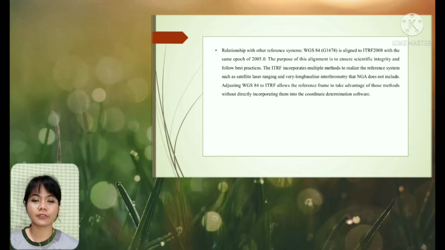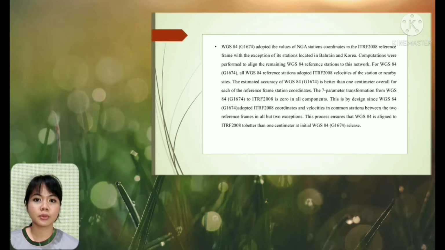The WGS-84 G1674 and ITRF 2008 are completely aligned with a similar epoch, which is 2005.0. The alignment is used to establish scientific integrity and follow best practice. The ITRS uses methods, and if the WGS-84 is adjusted with this, it will be a convenience for the reference frame. The WGS-84 G1674 adopted the values of NGA station coordinates in the ITRF 2008 reference frame, with the exception of its stations located in Bahrain and Korea.